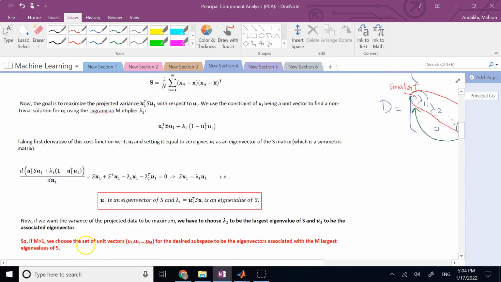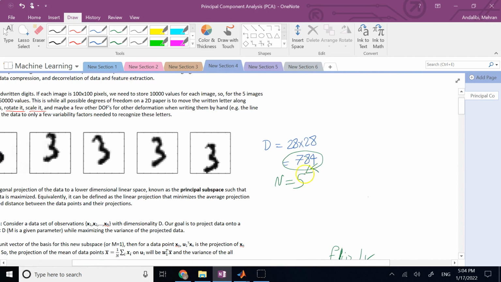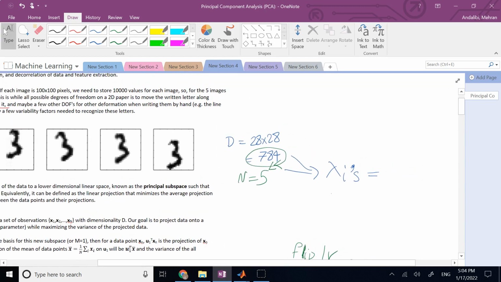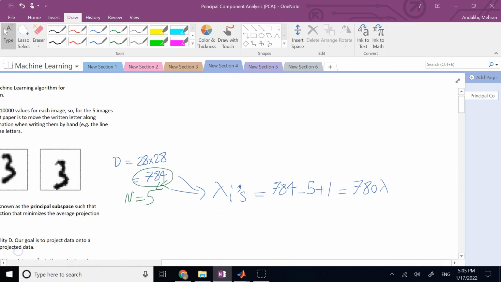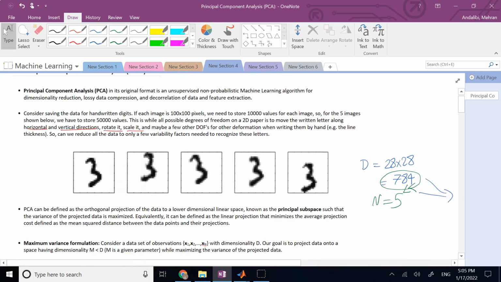So in this case, I have 784 and I only have 5 samples. So out of all of those lambdas, if I go and calculate all of them, what's going to happen if I'm only dealing with 5 samples? Then 784 minus 5 plus 1, which is going to be 780 of the lambda i's are going to be 0. Only 4 of them are going to be non-zero. So if I only deal with these 5 images, only 4 lambdas are not going to be 0.